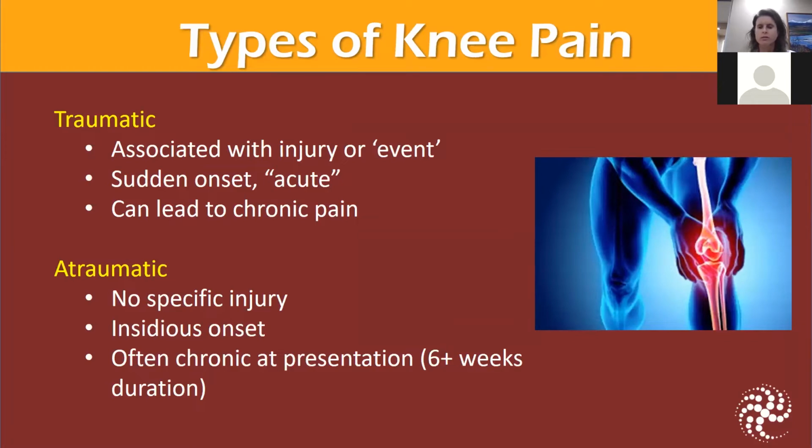Okay. So a couple of types of knee pain. When you come to see me in the office, I separate your presentation or your issue into traumatic versus atraumatic. Traumatic knee pain is pretty straightforward, associated with some sort of injury or an event. Usually the patient will say, this happened and that's when my pain began. So it's a very direct correlation between something happening and the knee hurting. Most often it's sudden onset, so we call it acute pain. Certainly can lead to chronic pain if it's untreated, or even if it is treated, unfortunately.